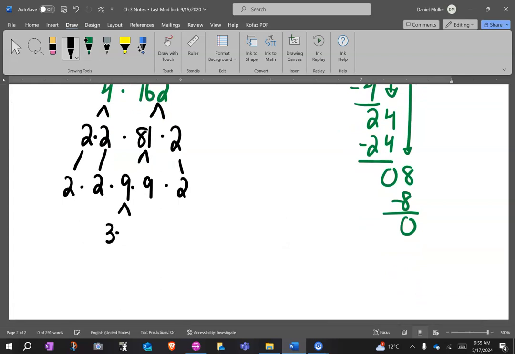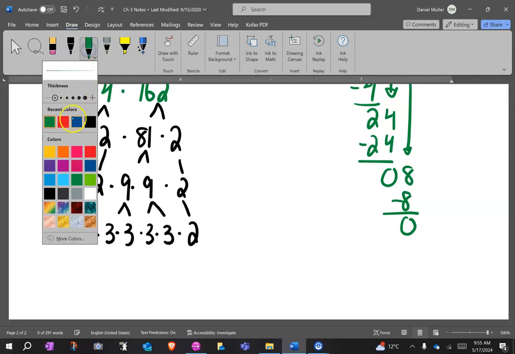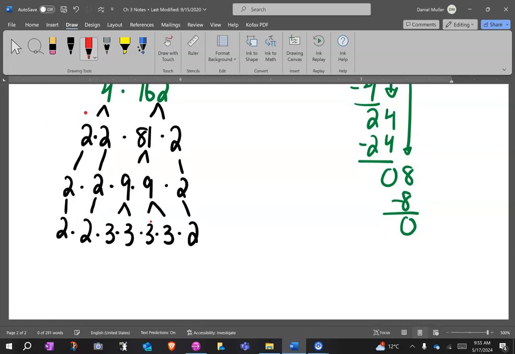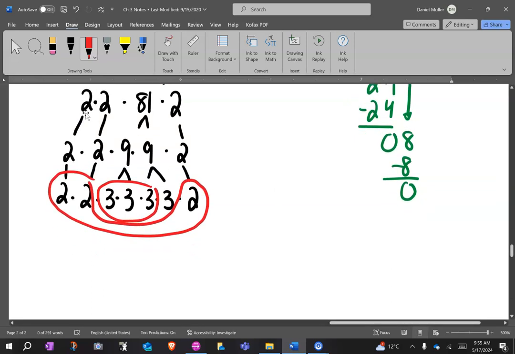So this is a 3 and a 3. This is a 3 and a 3. And then I've got some 2's to bring down. And I'm going to have to circle this kind of weird. So I've got a group of 3's and a group of 2's. So a group of 3 and a group of 2.